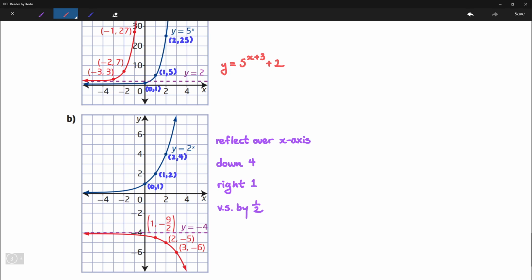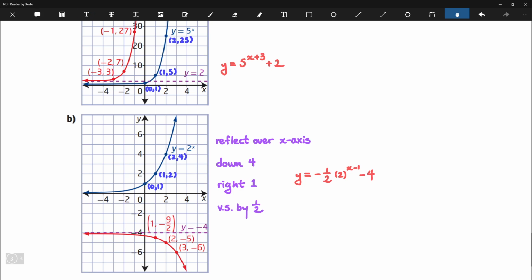And what we need to do now is to write a function that summarizes all of them. So we're going to have y equals negative 1/2 and then 2 to the power of x minus 1 and then minus 4. Okay, so going from left to right, the negative sign matches the reflection over the x-axis. The 1/2 is for the vertical stretch by 1/2. The x minus 1 instead of x is the right one space, and finally minus 4 gives us down 4.